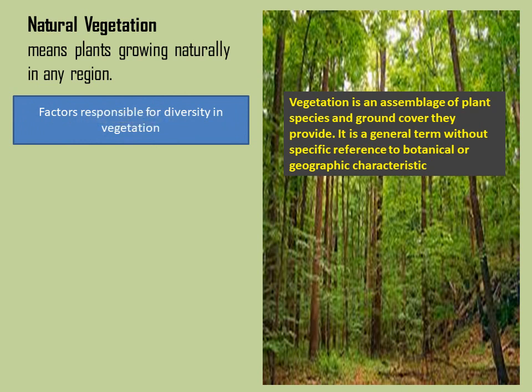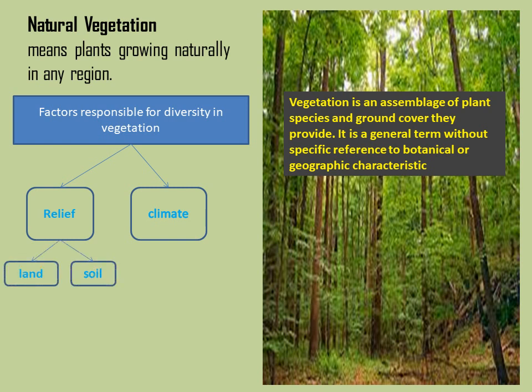Diversity means of different kinds or variety of. This diversity is basically due to relief and climate. Relief means which type of landform or physiographic division it is. For example, whether it is plain or plateau or mountain. Relief features are further divided as land and soil.